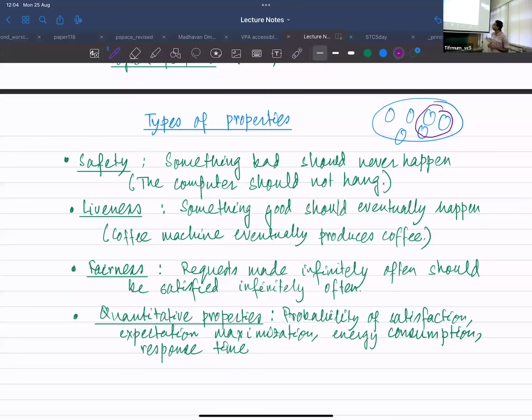Then liveness is about something good should eventually happen. For example, if I say that this is a good state and you are starting from here, then eventually you should see the good behavior, you should see the good state. So this is about the liveness properties. For example, a coffee machine should eventually produce coffee. It should give you coffee, right? And then fairness is a property which says that requests which are made infinitely often should be satisfied infinitely often. Okay, so this is about fairness.